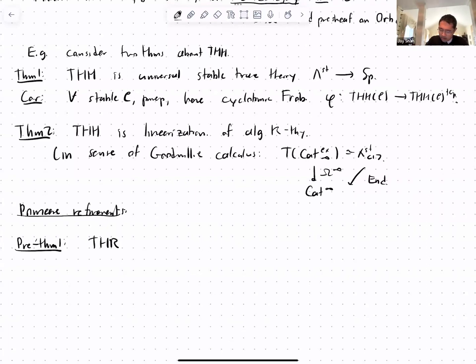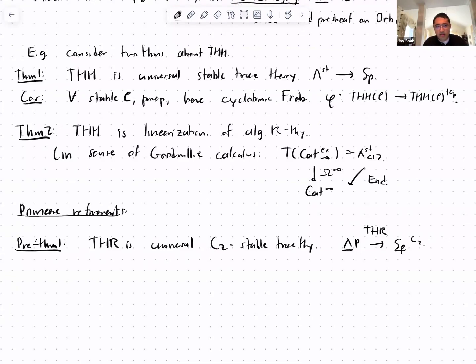So THR is the universal C2-stable trace theory. So this is meant in the C2 sense. I will have a C2 functor, THR, from this lambda P category to the C2 category of C2 spectra. As a C2 category is a pre-sheaf, that incorporates the restriction functor, as usual.